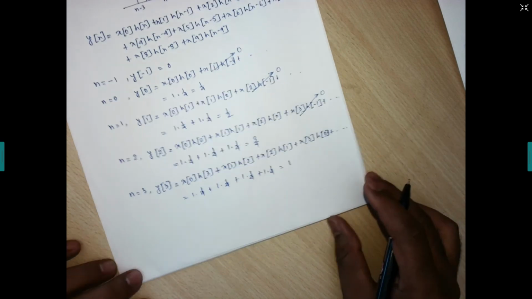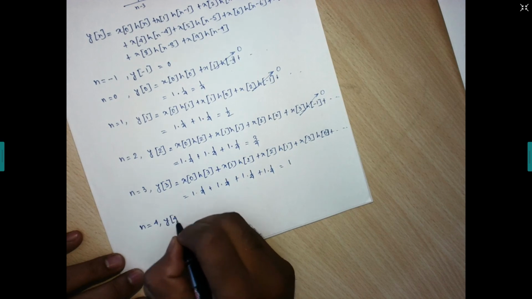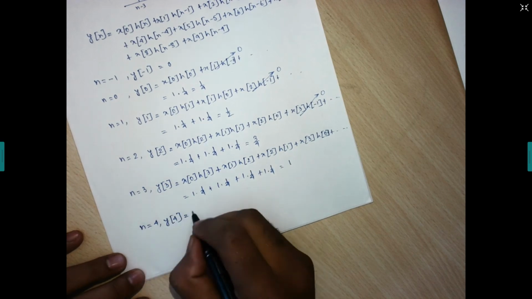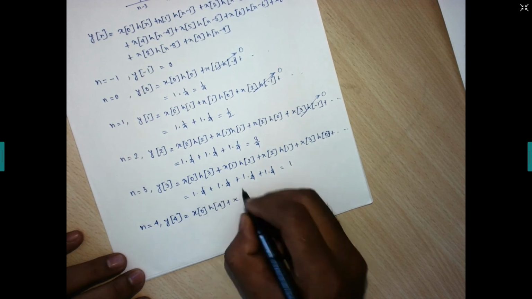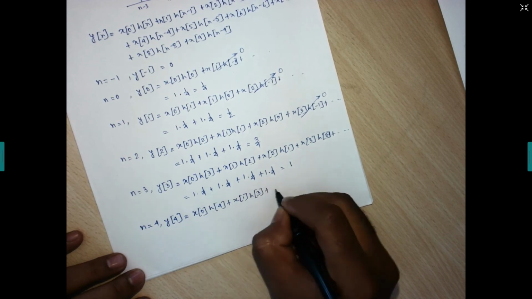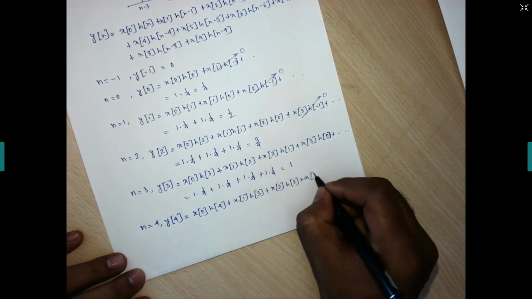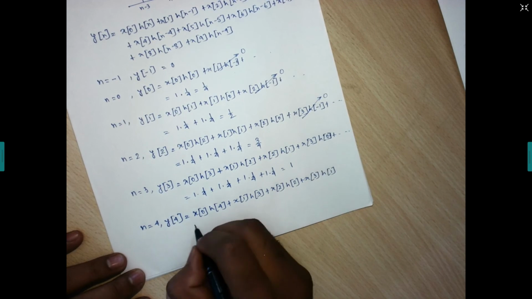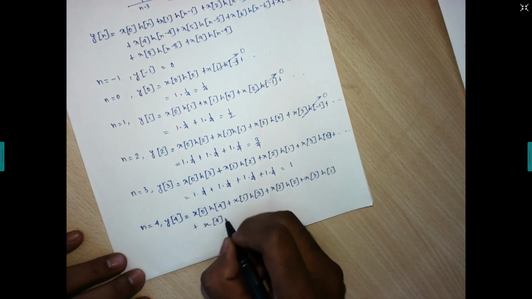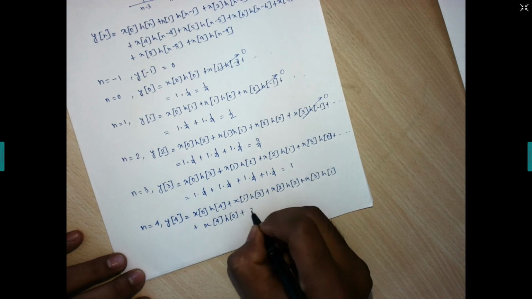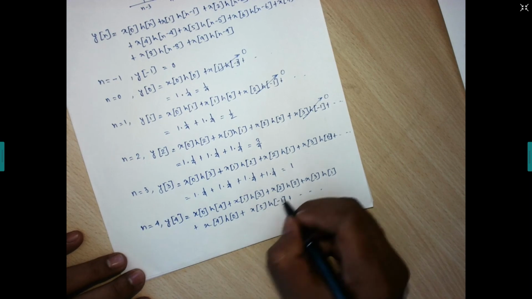Isn't it? Now let us go for n is equals to 4, y of 4. Okay, so that one will be x of 0, h of 4, x of 1, h of 3, x of 2, h of 2, x of 3, h of 1, plus x of 4, h of 0, x of 5, h of minus 1. Okay, and after that all of them are 0.